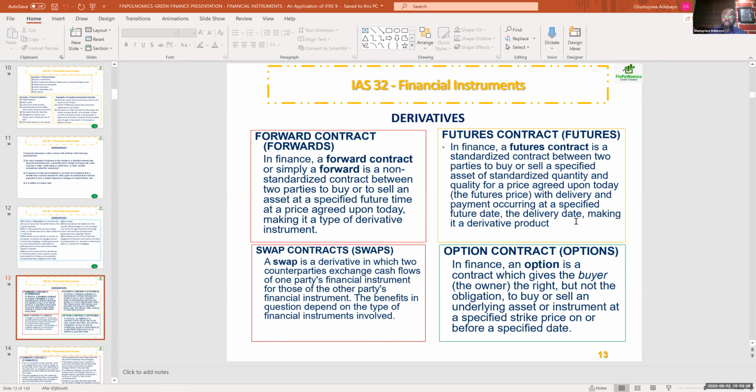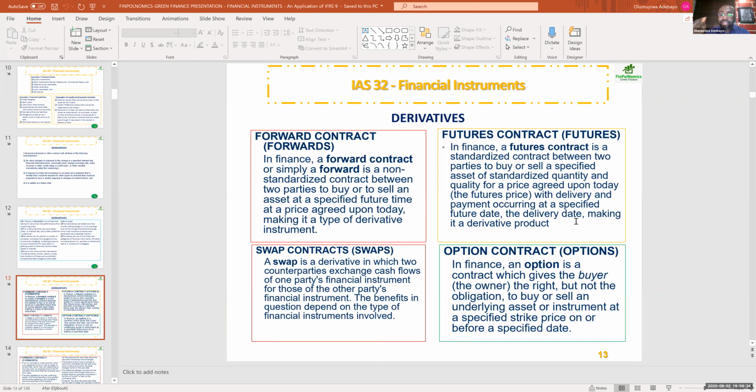Swap also has all the other features of a forward contract. What are the features? One, it's customized. Two, it's done over the counter. There's no exchange or intermediary in that case. And thirdly, it has an element of credit risk in case of default by any of the parties. These are the examples of a forward commitment.